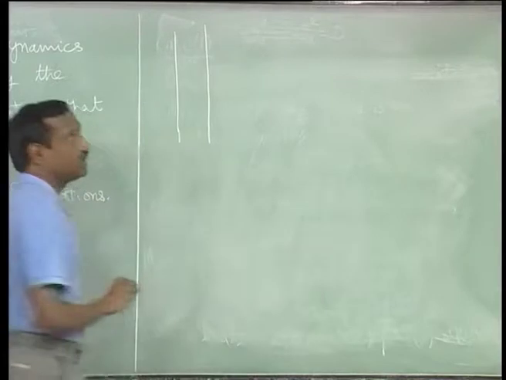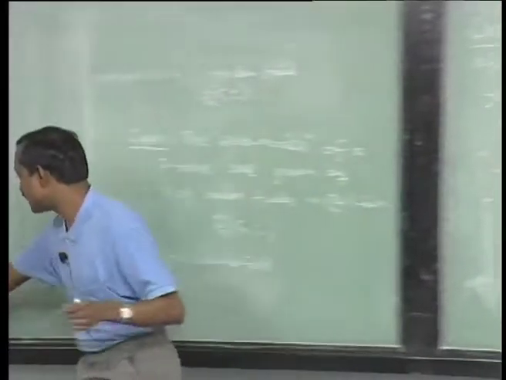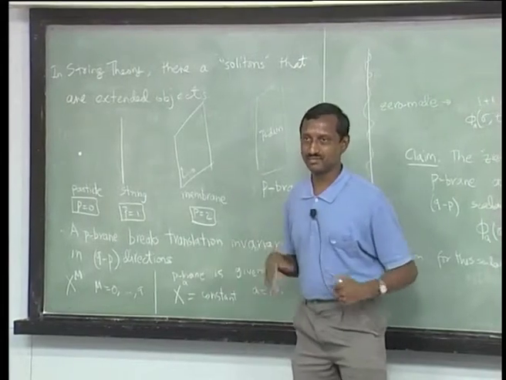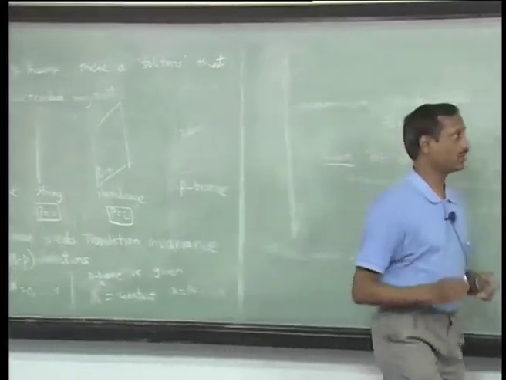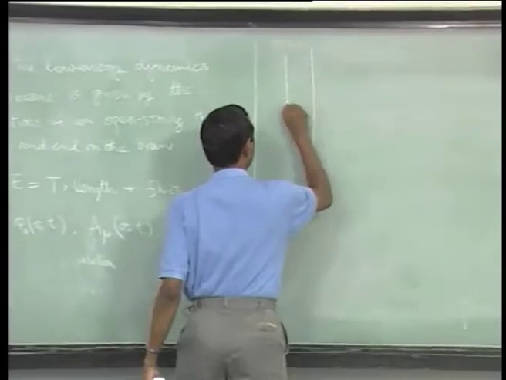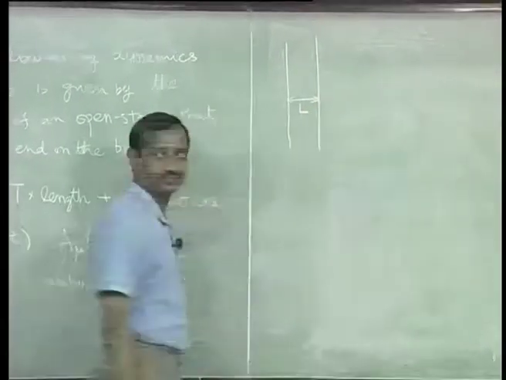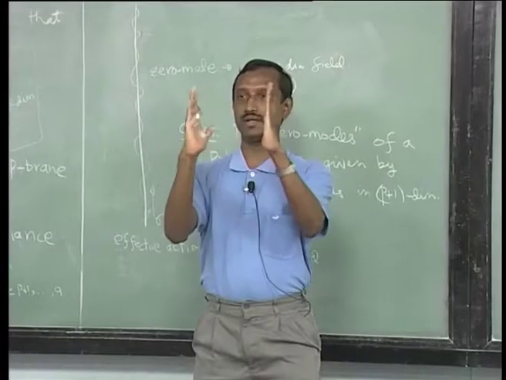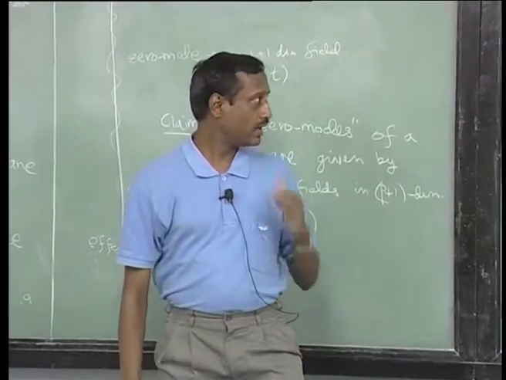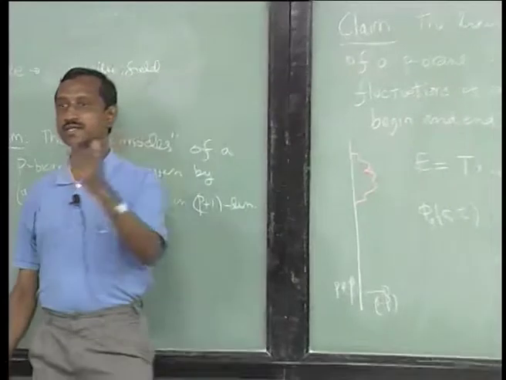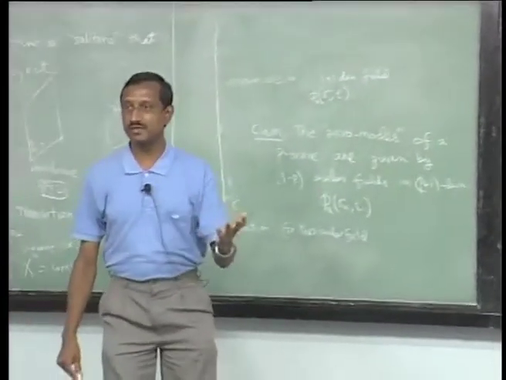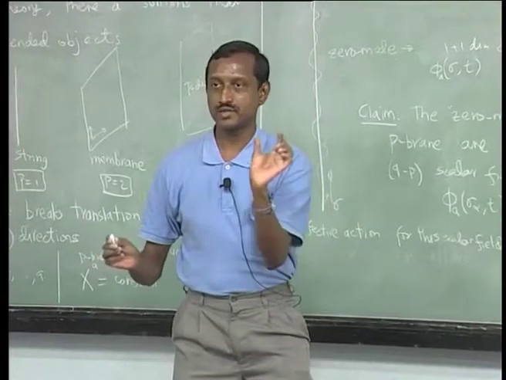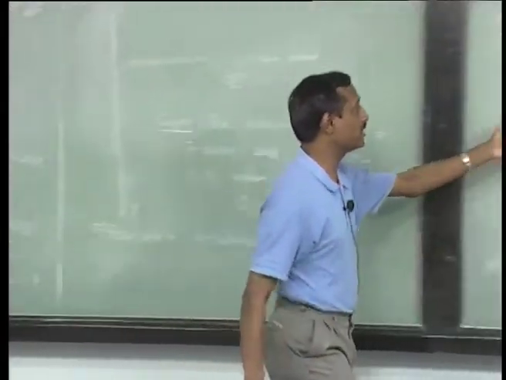Consider two parallel D-branes. Remember I told you that these are given by a constant, and the other one is shifted by some distance. So let us say they are separated by some distance L. What I have in mind is two parallel things separated this way. And let us take the claim that the low energy dynamics is given by strings which begin and end on the brane.